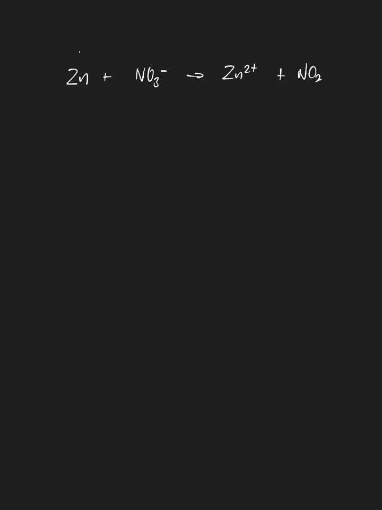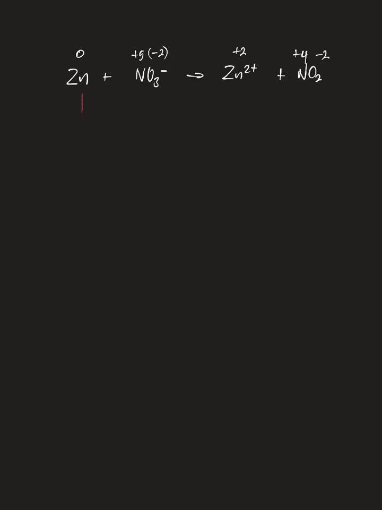With the zinc, I know it's going to be 0. With the NO3 minus, oxygen is minus 2 times 3, which gives me negative 6. But I want a 1 minus charge, so nitrogen here is plus 5. Then with my zinc here, I've got plus 2, because I've got a 2 plus charge. The NO2 has oxygens at minus 2, and there are 2 of them, so minus 4. Then the nitrogen has to be plus 4. So that's how I'm going to assign those numbers, just like we've been doing this whole time.